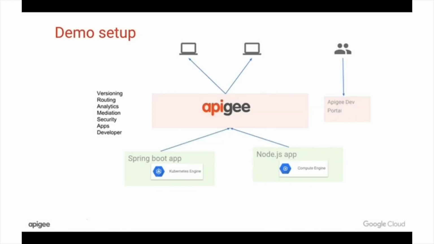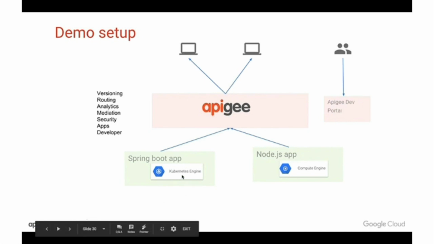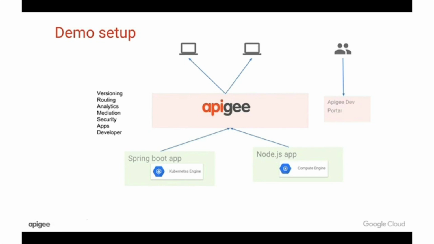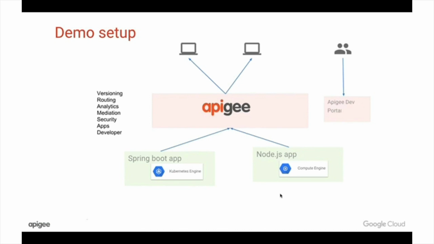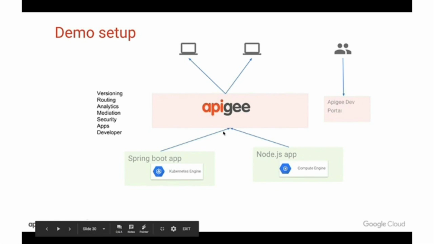So let's first look at the demo scenario. What I have is two different applications, both doing the same thing. This is a hotels app, which is exposing fictitious hotels data. I have version one of the app. So the version one of the API points to either a Compute Engine app, which is a VM, or to a Kubernetes app, which is a microservice. Both of these APIs are exposed via Apigee to clients.